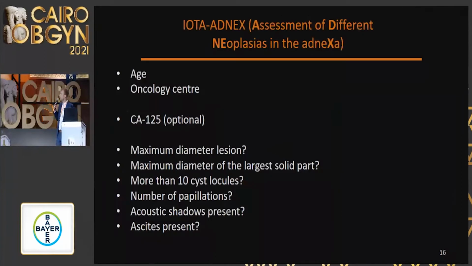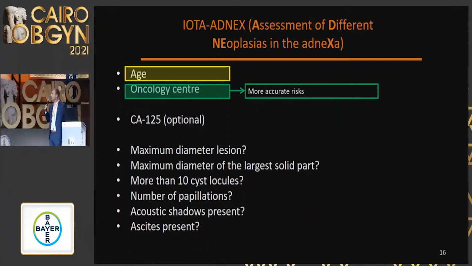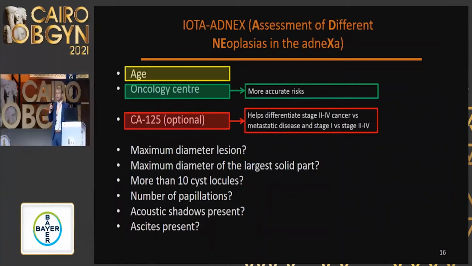And how do you use UpNext? There are 3 clinical variables. We have the age of the patient, the type of center, an oncology center or not, and the serum CA125, which is optional, in contrast to the RMI, where it's a mandatory value. CA125 is optional, so you don't need to have it to calculate the risk of malignancy, and it will also not help you to improve the calculation of the risk of malignancy.